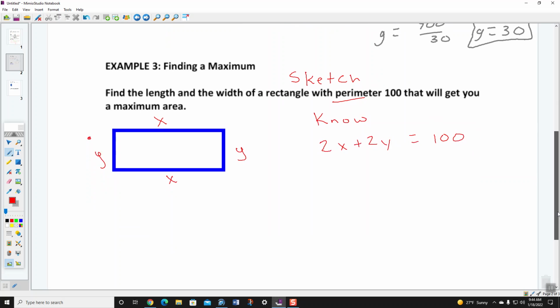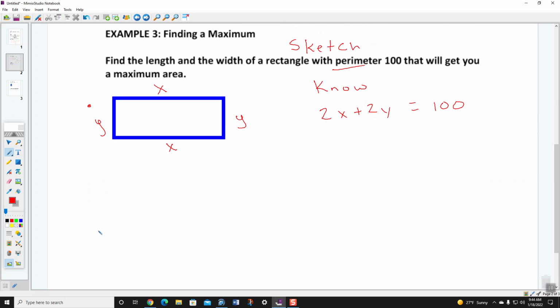What are we trying to optimize here? I'm going to put that down here. What we're trying to optimize is the area. So the area would equal what times what? x times y. But my area is written in terms of two variables, so it might be a good idea to go back to what we know and get y alone. I know that all the way around here there's 100 feet of perimeter.